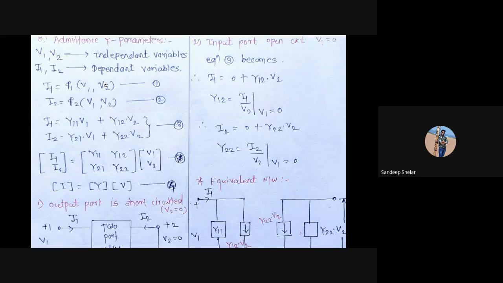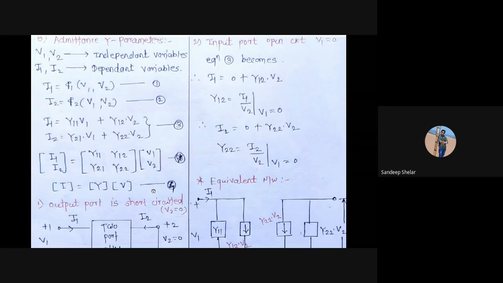Now we write these equations in the form of parameters, that is I1 is equal to y11 V1 plus y12 V2. Then I2 is equal to y21 into V1 plus y22 into V2, equation number 3. Then I1 and I2 in matrix form: I1, I2, and V1, V2. Then this equation in the standard form is I is equal to Y into V.